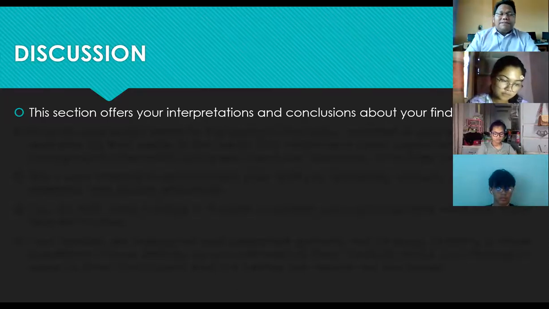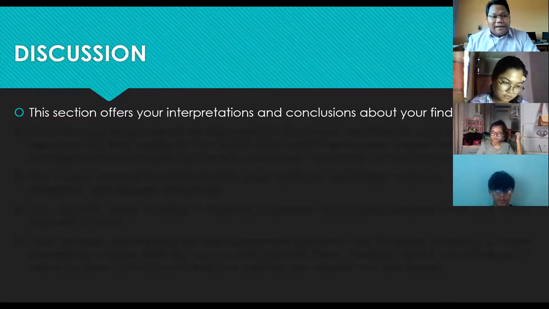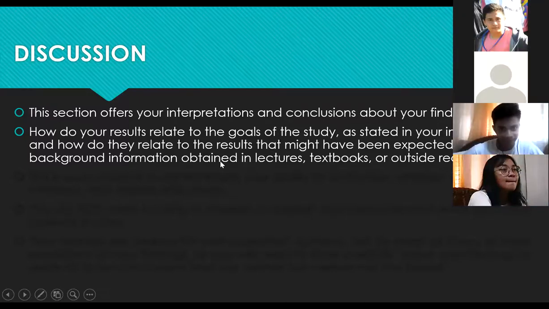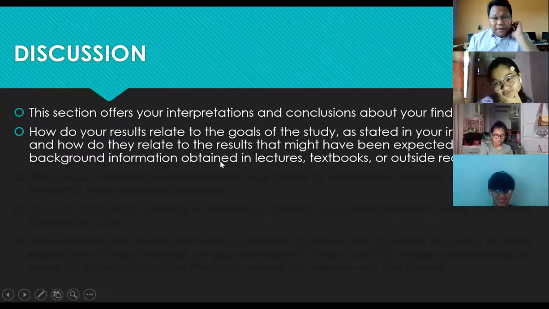While findings have just been stated in the results section, the explanation of why these findings came out is provided in the interpretations section, in the discussion section, with the use of interpretations. Like, how do your results relate to the goals of the study? How do they relate to the results that might have been expected from background information, obtained lectures, textbooks, or outside reading? This is where you can rely on some related literature to explain why particular results came out to be.